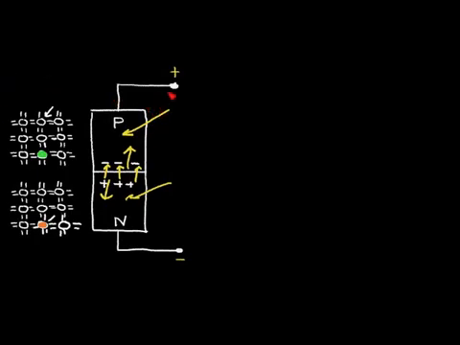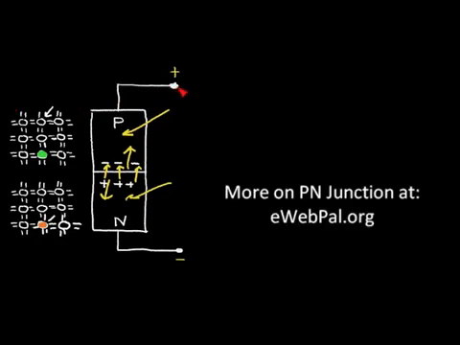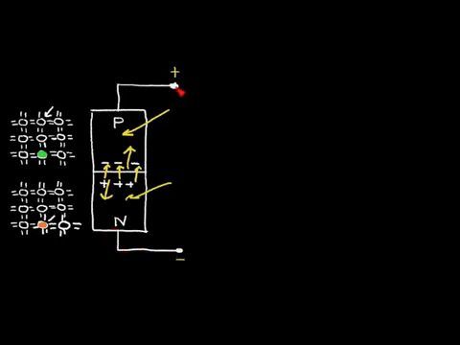So let's add a load to the solar cell. Now the P side of the solar cell is connected to a positive terminal, and the N side is connected to the negative terminal. And if we place, for example, a resistive load across the positive and negative terminal, let's call this R sub L, L being load.